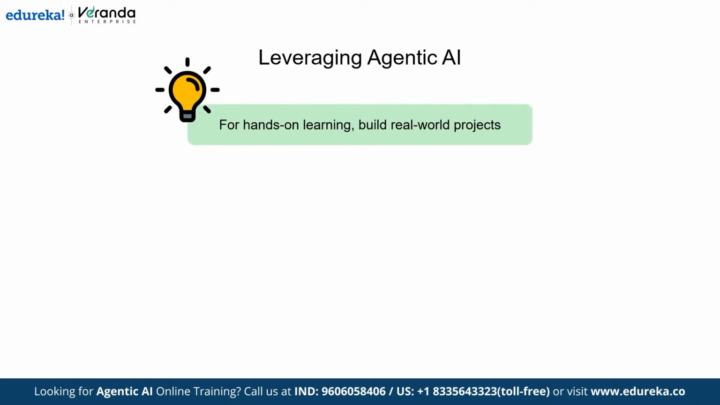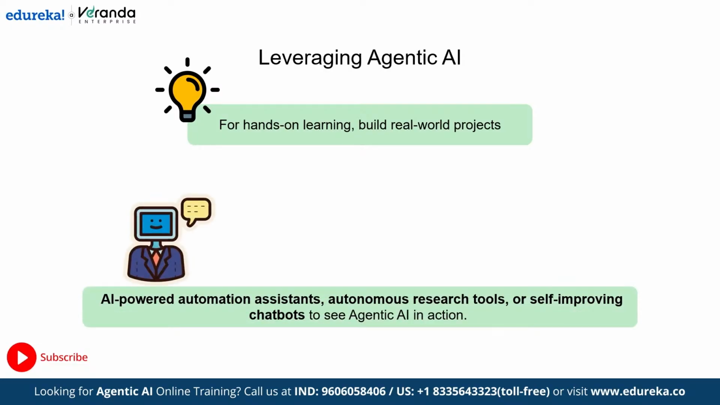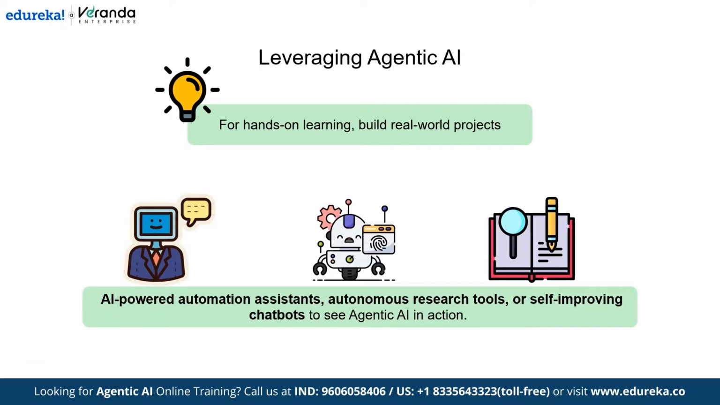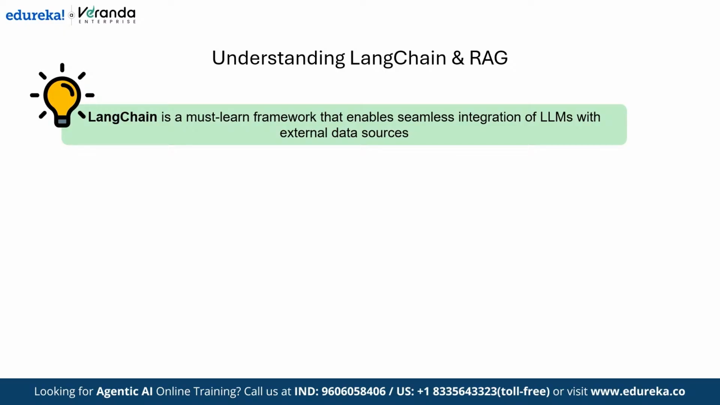For hands-on learning, build real-world projects like AI-powered automation, assistants, autonomous research tools, or self-improving chatbots to see Agentic AI in action. By working with these tools, you will understand how AI can move beyond just responding to acting intelligently and autonomously. Next, explore LangChain and RAG, powerful tools that give AI the ability to retrieve real-time information, process external data, and enhance decision-making. To build more powerful and context-aware AI applications, understanding LangChain and RAG is essential.